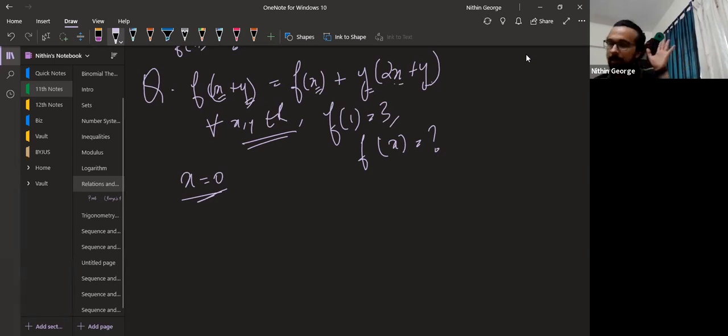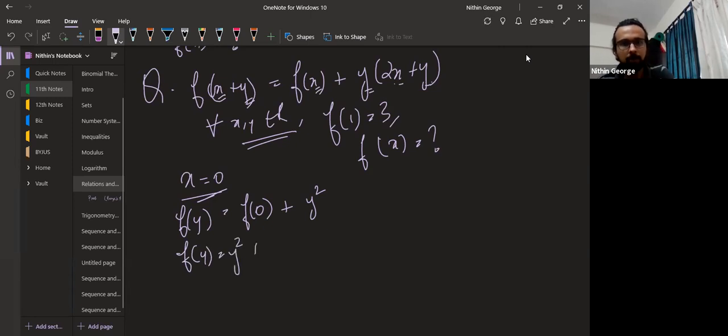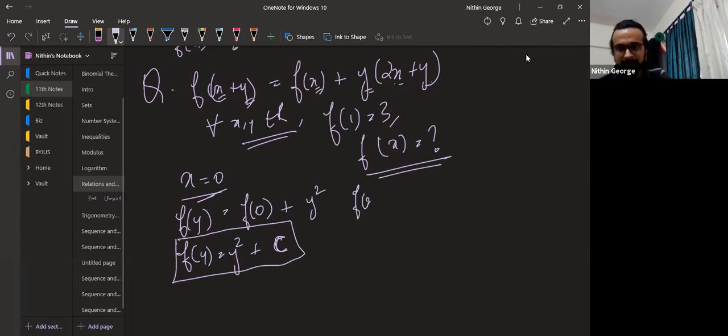All right. So you put x equal to 0. Let's see what happens. You get f of y equal to f of 0 plus y into 0 plus y, which becomes y square. All right. So now I can write f of y equal to y square plus f of 0, and I'll call that constant c. Okay. So we have f of x in terms of x. That's what we need, right? So we have f of y in terms of y. So we know that our answer f of x will be x squared plus some constant c.